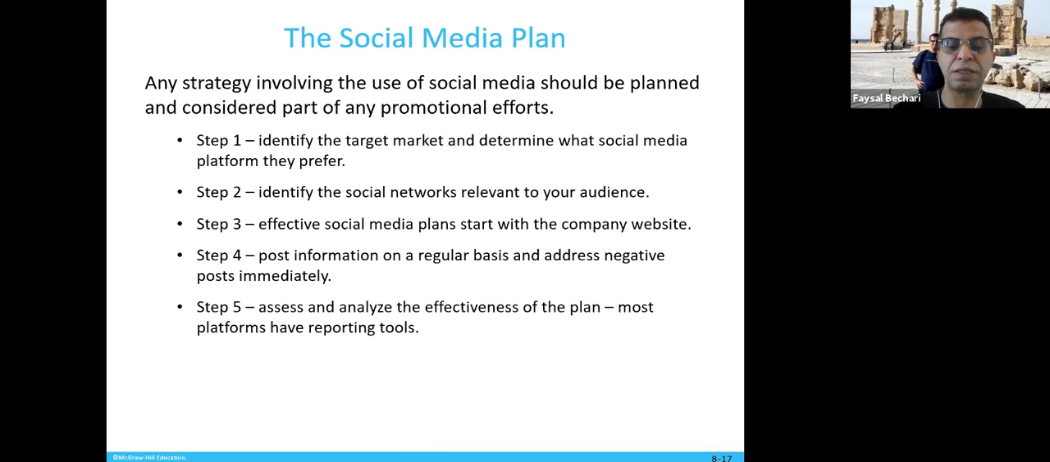And assess and analyze the effectiveness of the plan. Most platforms have a reporting tool, so you need to dig in and see the reporting tools in each social media that you have. It's important to look at when they are coming, when they are seeing your product, when they are liking your product, and from when they then go to your website, and on which page of your website they are getting off or buying. So these are all things that you need to look at in the social media plan.